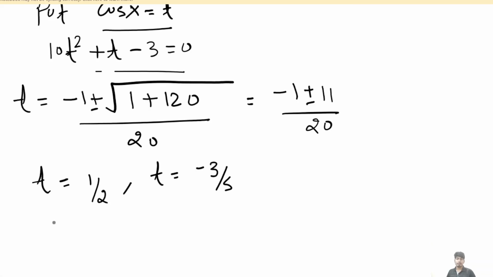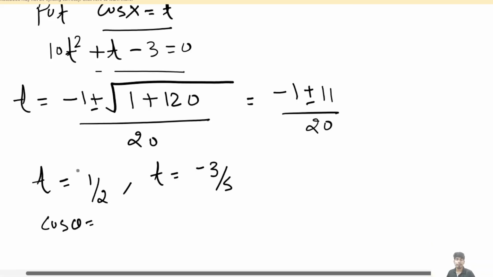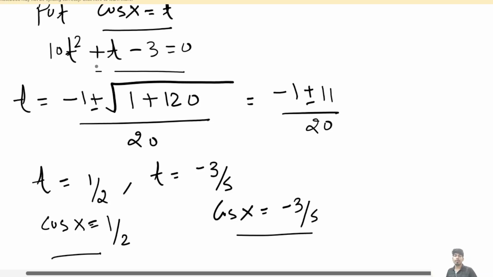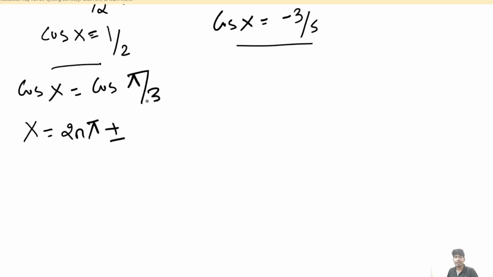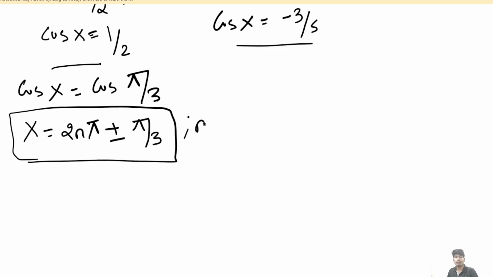Okay, students. So cos theta is equal to, sorry, here it is cos x. Cos x can be half, or cos x can be minus 3 upon 5. Half is simple and this is also simple. We know cos x is equal to half means cos pi upon 3. Can we write? Yes. Then x is equal to 2n pi plus minus alpha, alpha is pi upon 3, where n belongs to integer.